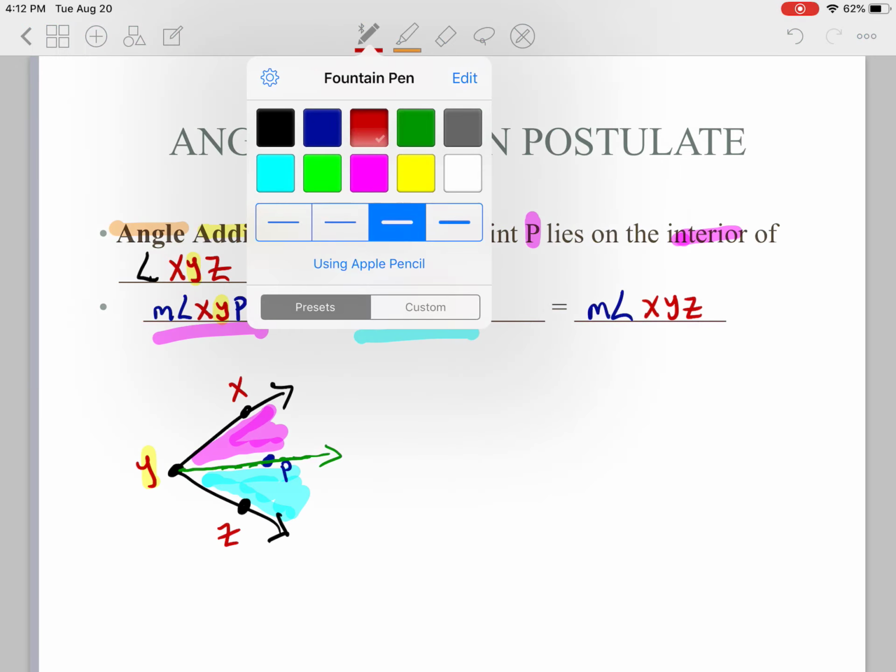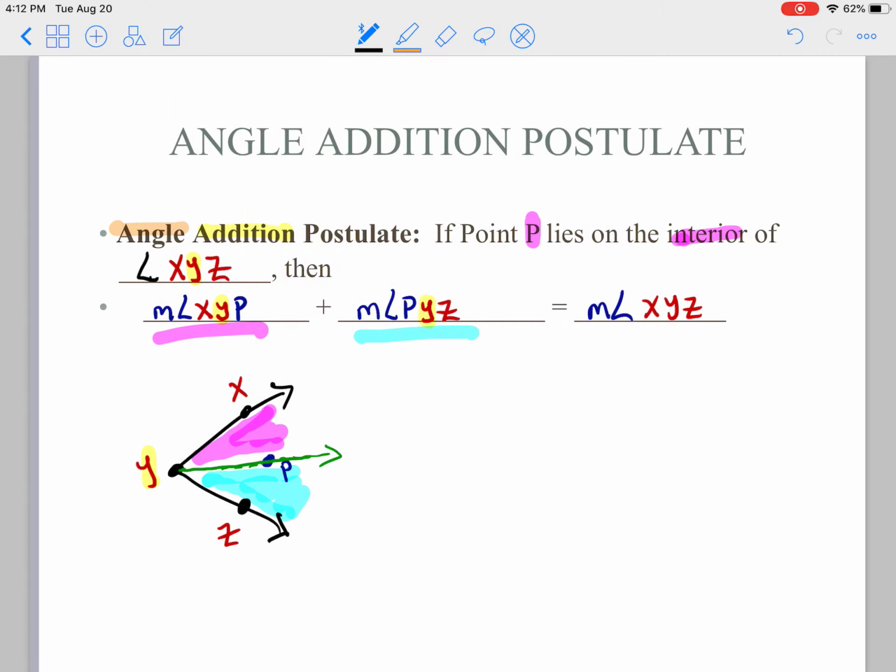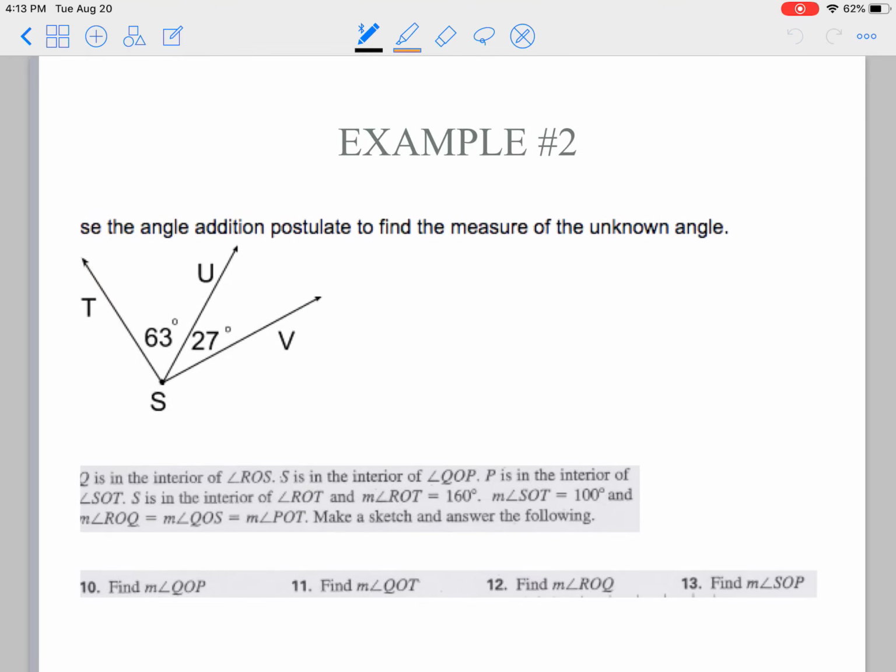So if I were to say the measure of angle XYP was equal to 5, and the measure of PYZ was equal to 10, and these would be degrees, then I could say that the total, so if this was 5 and this was 10, my total angle would then be a value of 15. Works very similarly to the segment addition postulate, only we are working with angles.